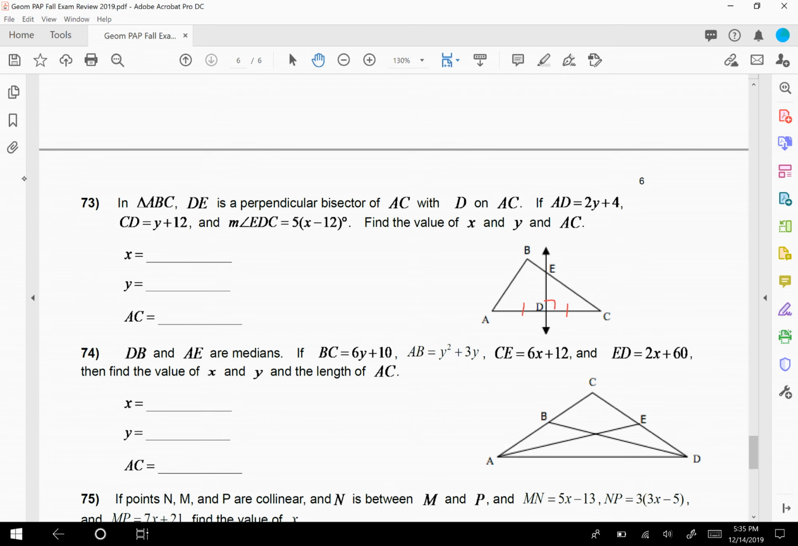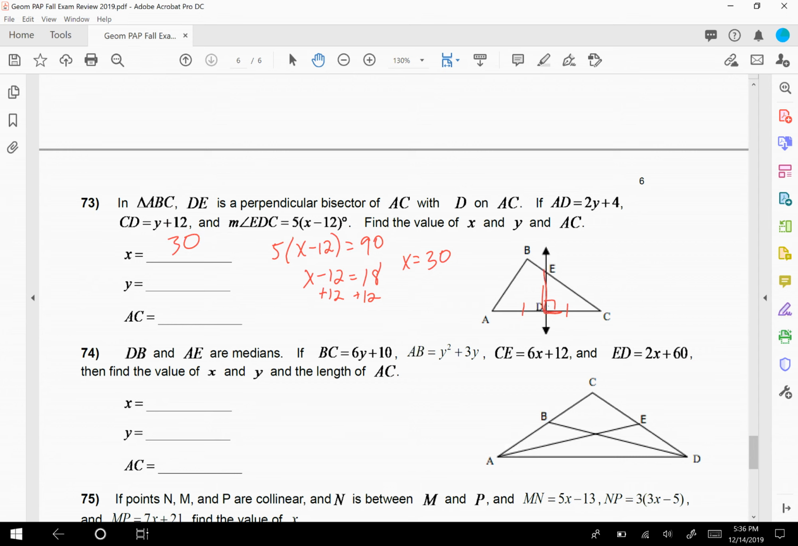Okay, first thing, EDC. This angle right here. So this is going to be equal to 90. So 5 times x minus 12 is equal to 90. What I will do on this one is I'm actually going to divide by 5, so I don't have to get all messy with multiplying it in there. So you get x minus 12 is equal to 18. Add 12, and so you get x is 30.